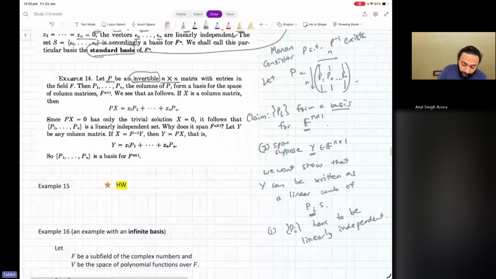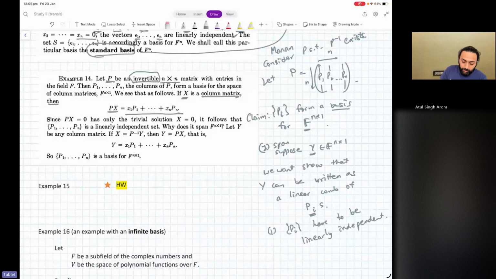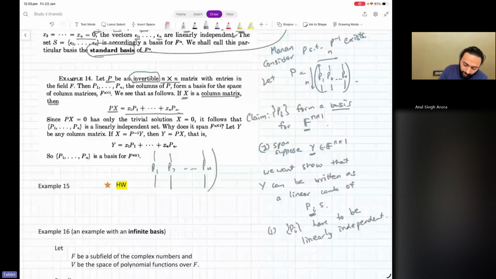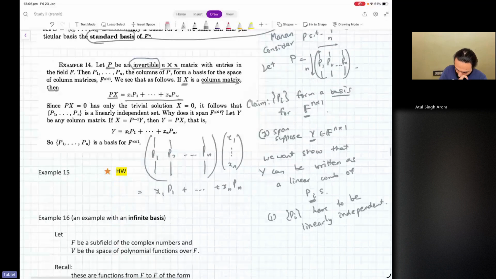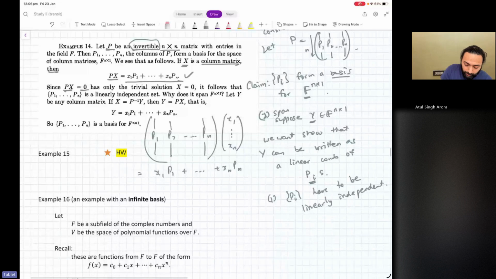So the example says, let us do the following. Suppose X is a column matrix. Then one can write P times X as follows. It is just expanding out the matrix. We're writing P1, P2, and so on, Pn, multiplying it with x1 all the way to xn. We're just doing matrix multiplication. This will give you x1 p1 and so on, xn pn. Is that right? All right. And then Px equal to 0 has only the trivial solution x equal to 0.